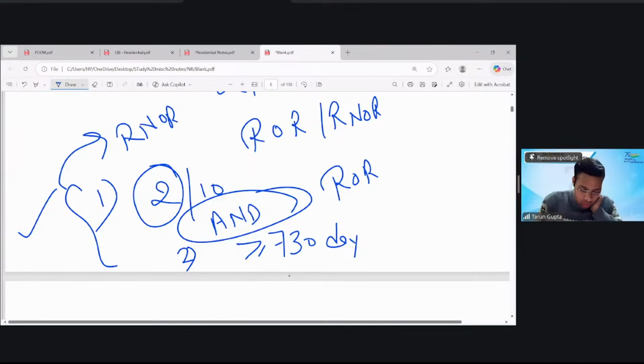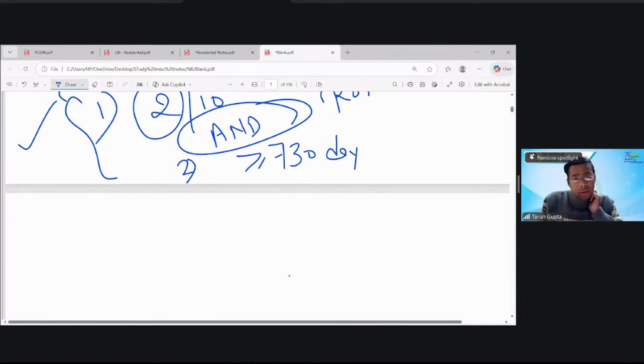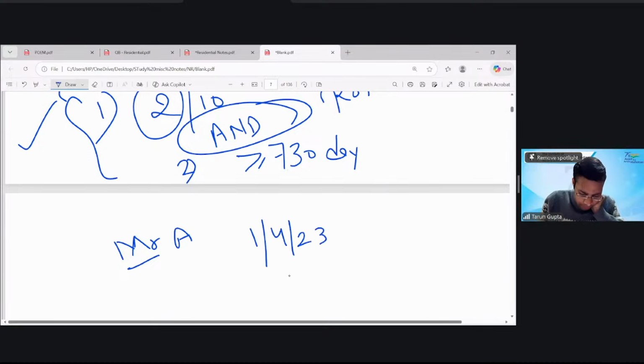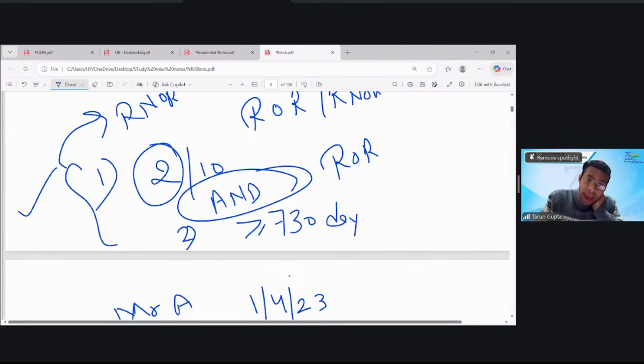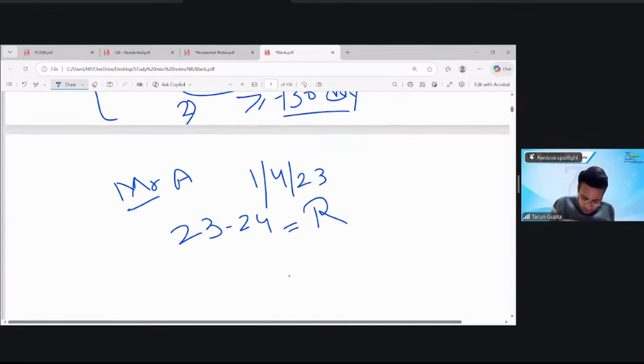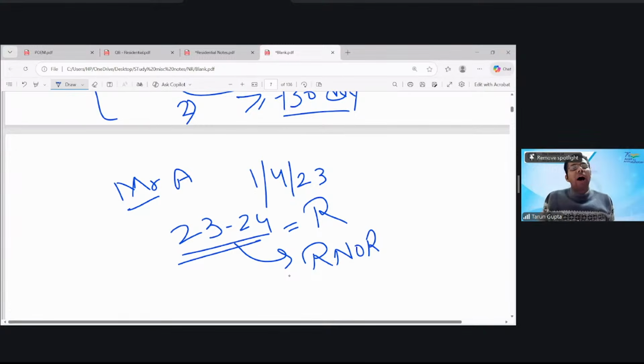Okay. So take the example that we discussed, Mr. A. Now he comes on 1st April 23. For 23-24, he qualifies the basic condition. He was in India for 182 days or more, so he qualifies as resident. But he does not satisfy either of these conditions, because in the earlier 10 years he was not a resident, and in the last 7 years he was not in India, so 730 days is not possible. So for 23-24, he is RNOR. And for RNOR, the foreign income is not taxable.